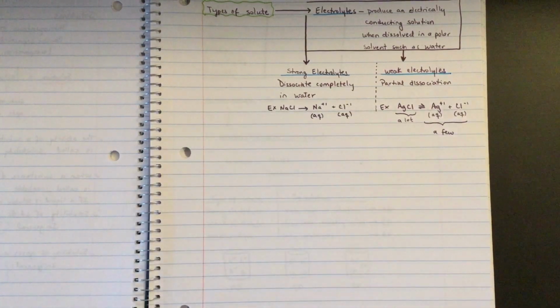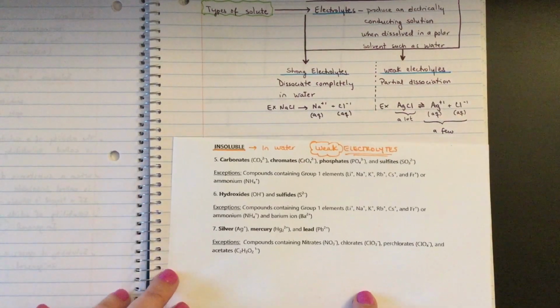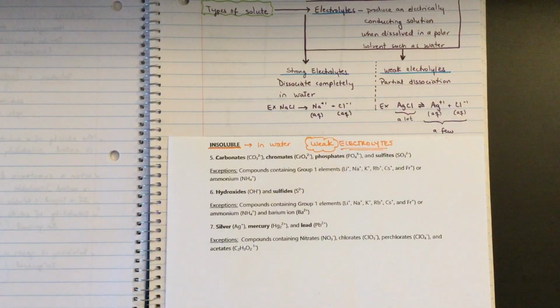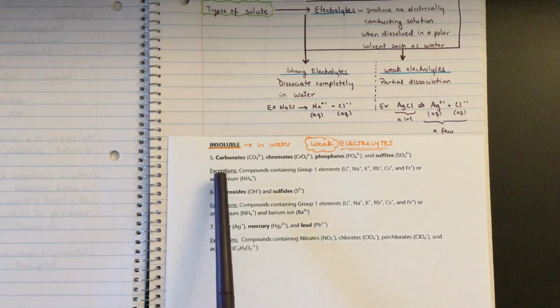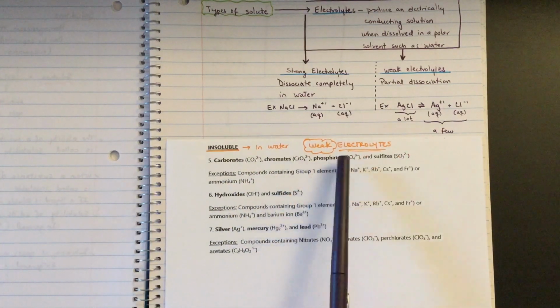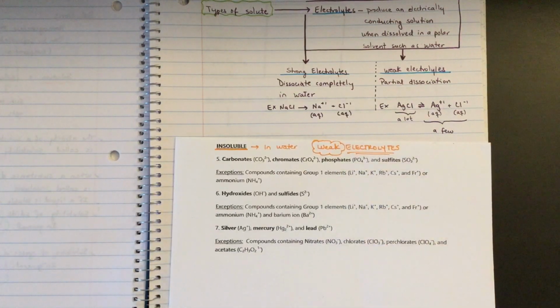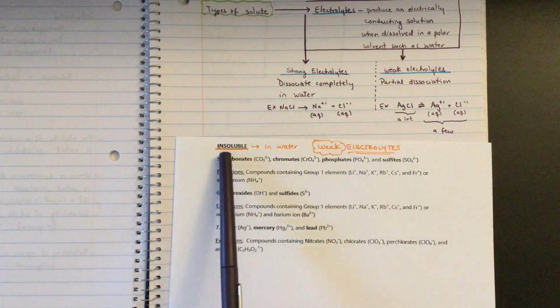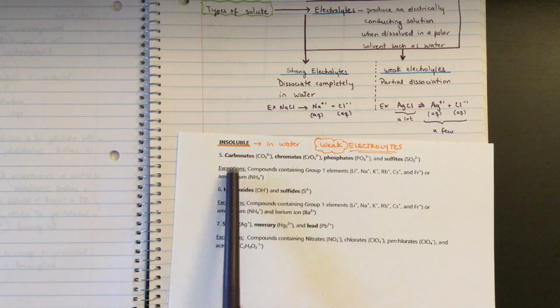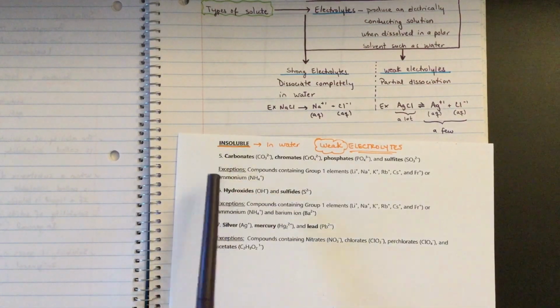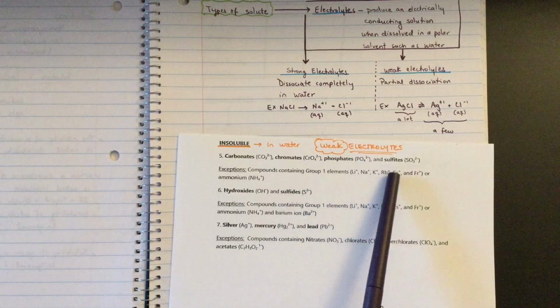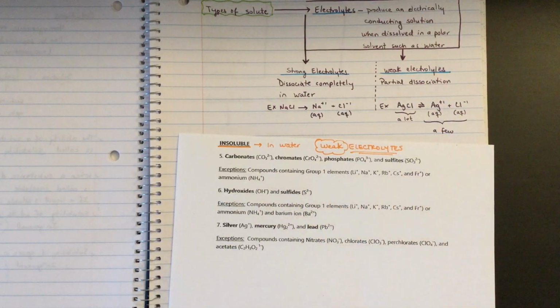And then let me show you the insoluble part. The ones that are classified as weak electrolytes are your insoluble ionic compounds. So I have here rule number 5, your carbonates, chromates, phosphates, and sulfides. They are all negative polyatomic ions. All of them are classified as insoluble, but you have an exception right there for rule number 5. So your exceptions are metals from group 1 or ammonium, which is the same as rule number 1. Rule number 1, all of them are soluble.